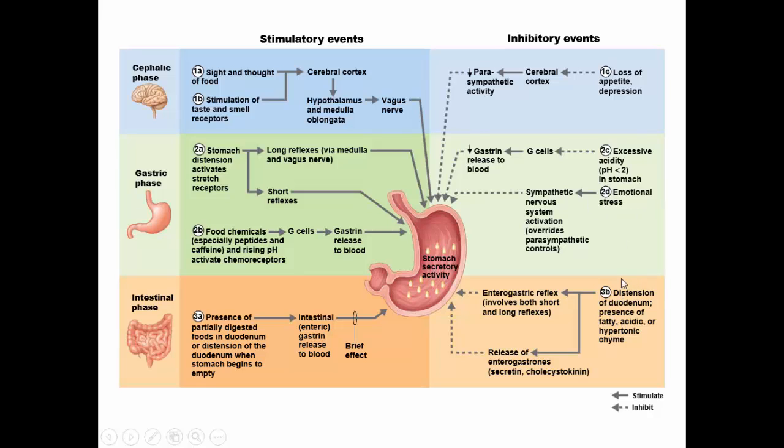As the duodenum begins to be stretched because the chyme is moving from the stomach into the duodenum, we also shut down gastric stimulation. As the duodenum becomes stretched, we shut down stomach secretion using the enterogastric reflex and the release of the enterogastrones, secretin and cholecystokinin. These feed into the stomach, stopping the production of these secretions. We basically want this acid to get a little bit buffered before it moves on to the duodenum, which is not set up to handle that high acid content.